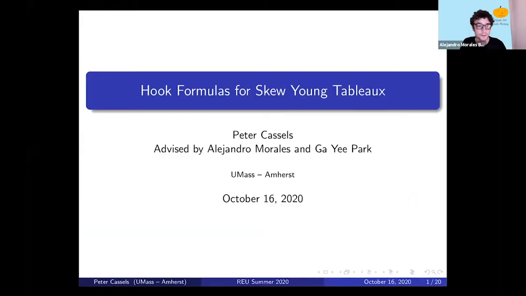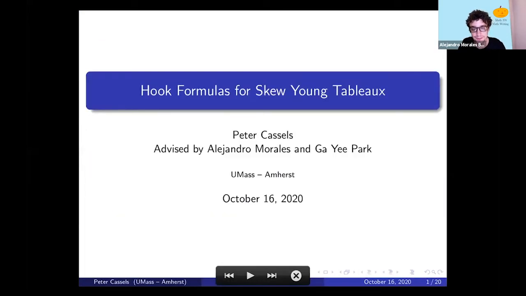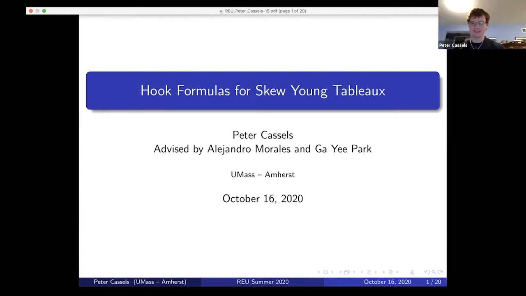Yeah, sure. So thank you all for coming to this Discrete Math seminar. We're very happy today to have our UMass undergrads talking about their summer work in Discrete Math. We start with Peter Cassels, who was advised by Guy and myself. He's going to talk about multivariate hook formulas for skew tableaux. Go ahead, Peter. Great. So I'm Peter.